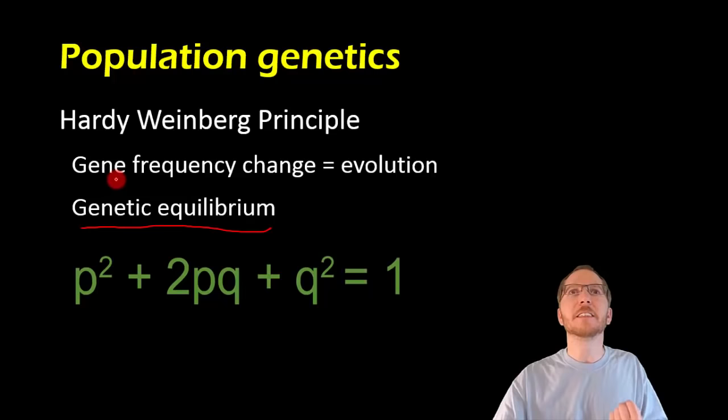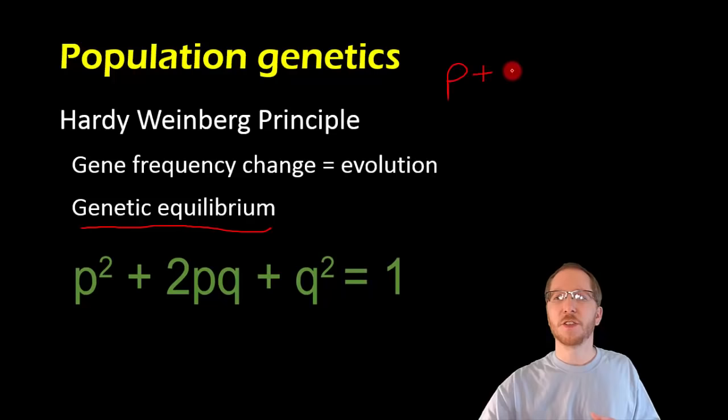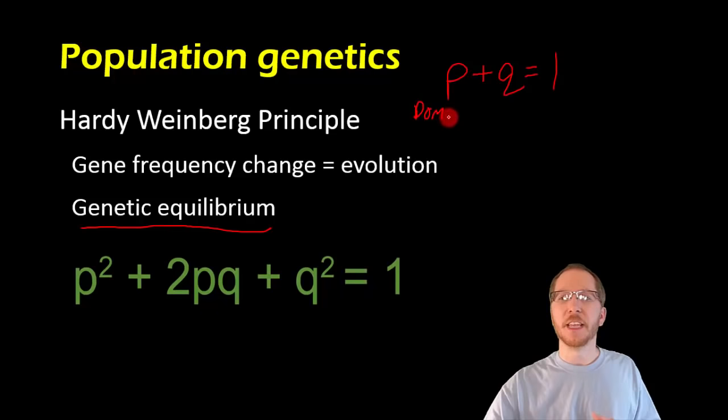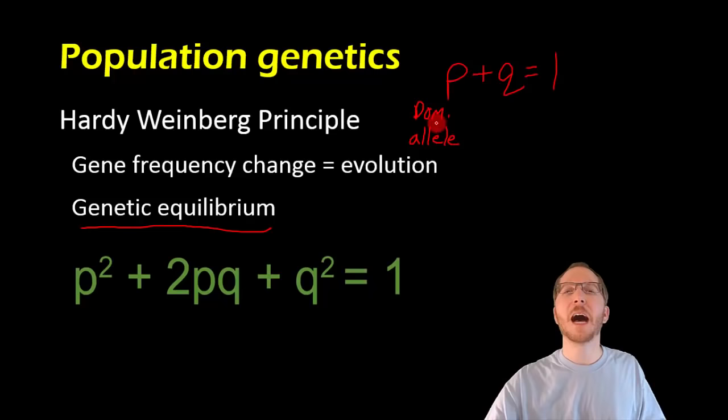So let's first go through and describe the parts of this equation. Now I'm going to write off to the side here this other part that you kind of need to know, and that's p plus q equals 1. Now p is going to be the frequency of the dominant allele. It's how common the dominant allele is.